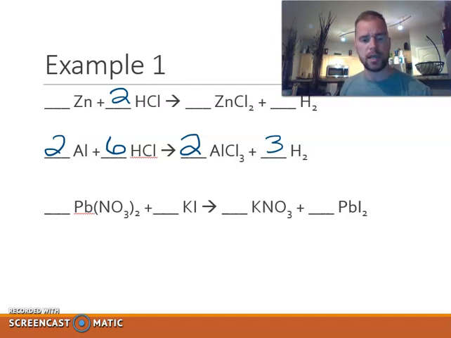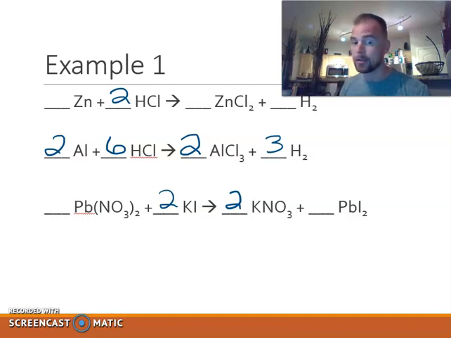So I've got 2 nitrates on this side, 1 nitrate on that side. And you notice how I keep them together, right? I don't split like, oh, I have 2 nitrogens and 6 oxygens. Don't waste your time with that. I can treat this as one thing right here. So I've got 2 nitrates on this side, 1 on that side. So I'm going to put a 2 in front of here. And that's now going to make my potassiums 2. So I'm going to come on this side and put a 2 here. That way my potassiums are 2. So now my nitrates are balanced.